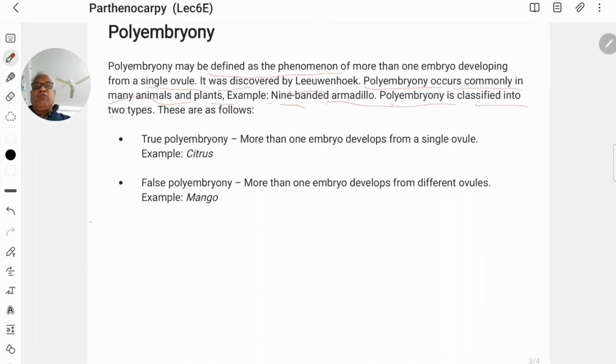Polyembryony is classified into two types. These are as follows: true polyembryony, where more than one embryo develops from a single ovule, and false polyembryony, where more than one embryo develops without ovules.